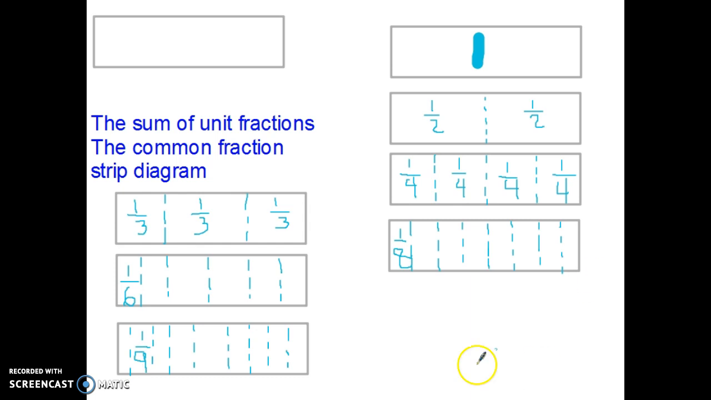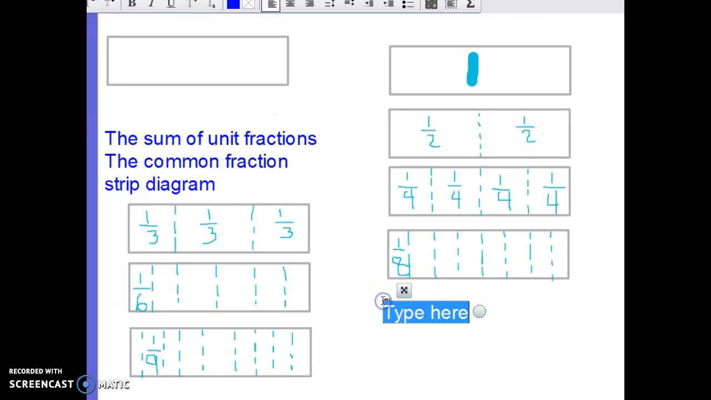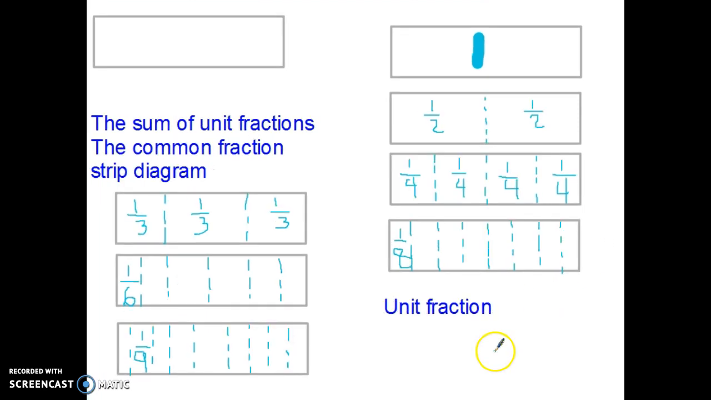Okay? So one of the things that we've been talking about is how, for example, let's look at this right here. If I have 8 slices of bread in a loaf, and I eat 3 slices of that. These are called unit fractions. Okay, unit fractions. They make up the common fraction.